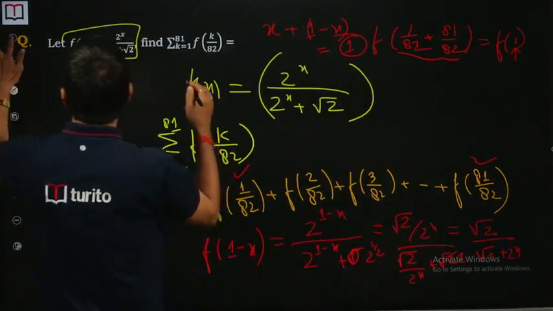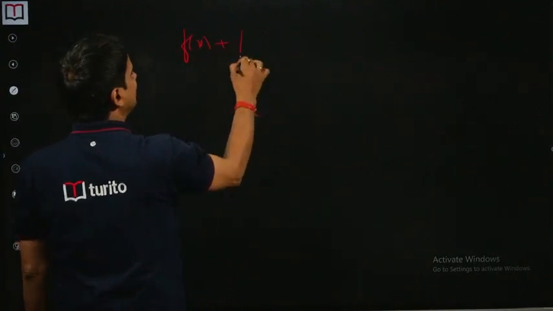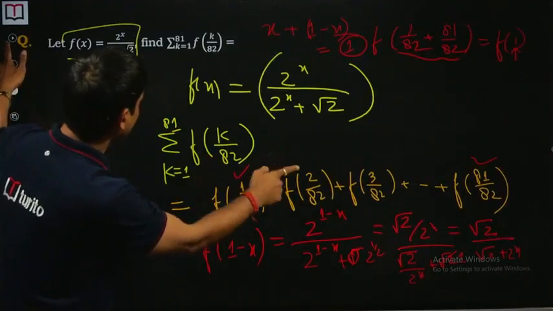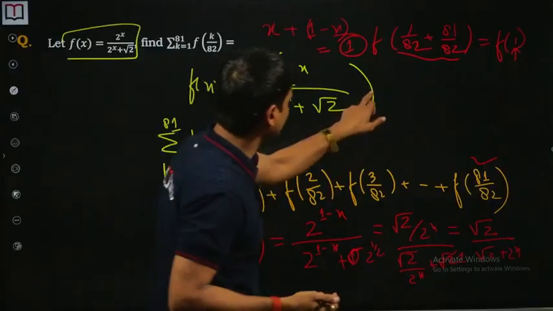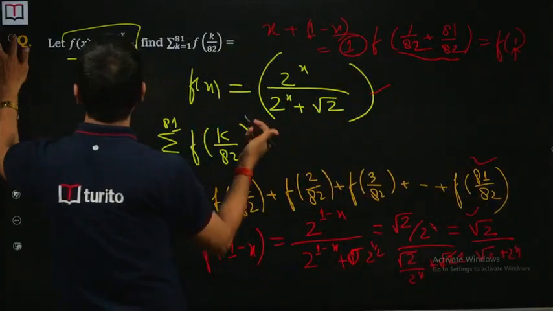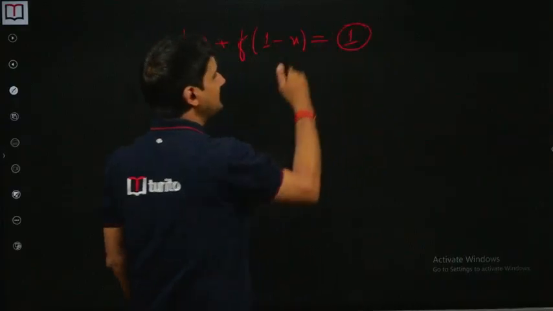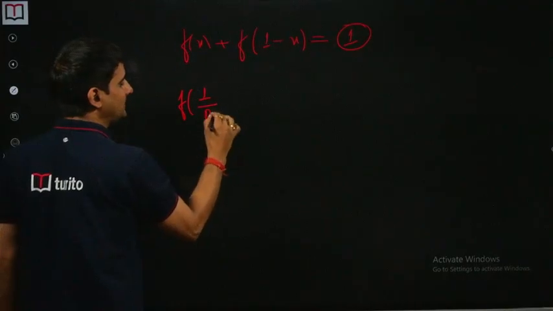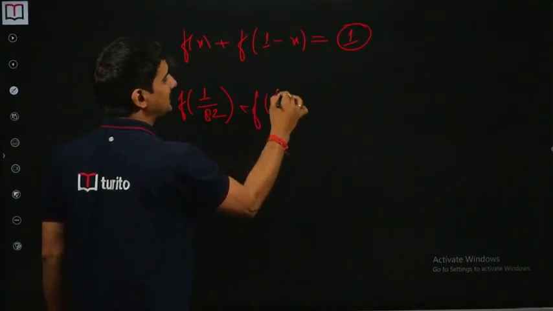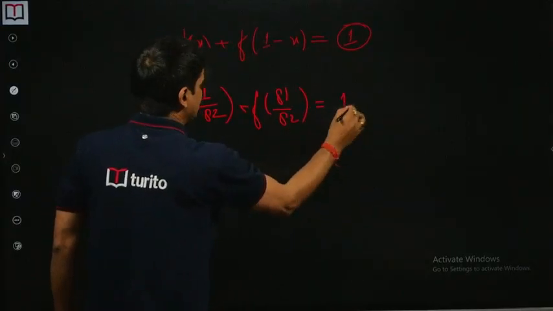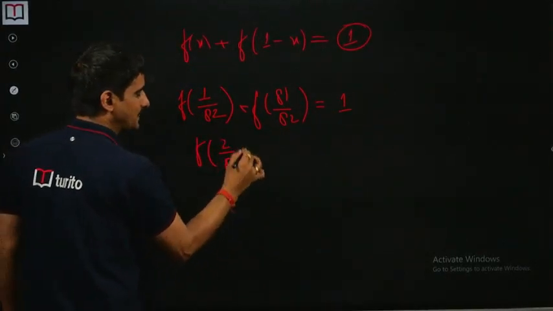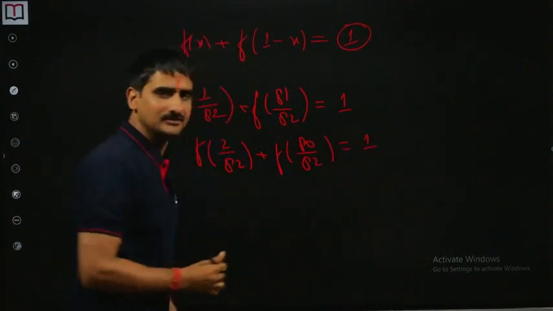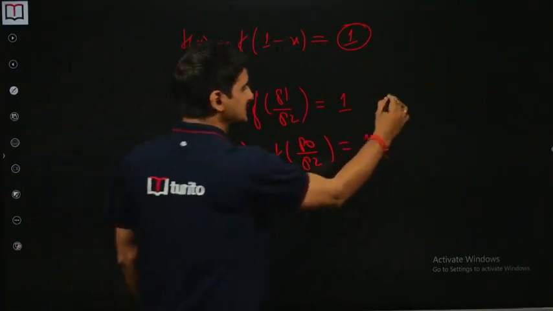Now add them. If I add f of x plus f of 1 minus x, what do we get? Of course we have the same denominator in both of them. So if you add up, the numerator adds up and we get 1 here, and that's it. So what does that mean? That simply means f of 1 by 82 plus f of 81 by 82 is 1. Similarly, f of 2 by 82 plus f of 80 by 82 is again 1, and that's it. So how many times? We have 40 such pairs.